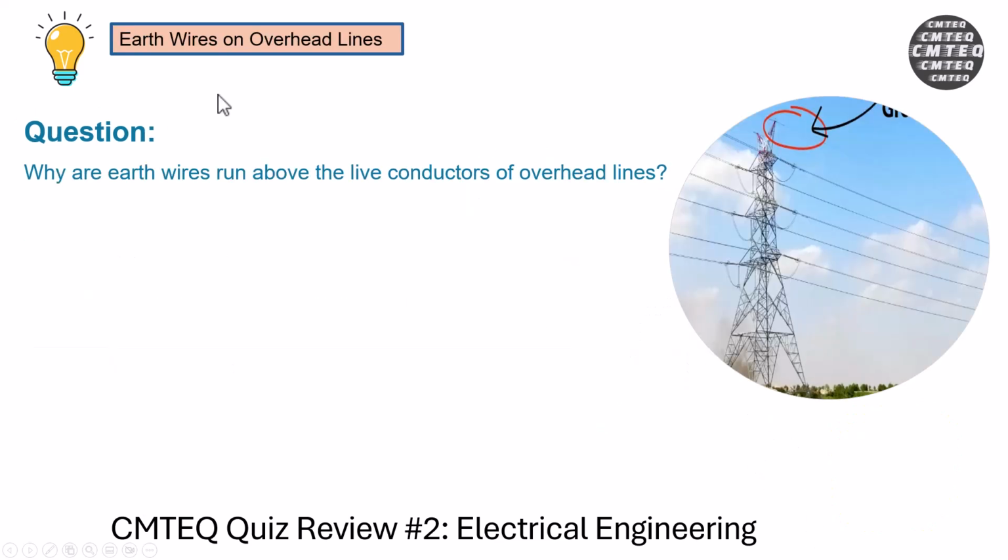And the next question is related to the earth wires on overhead transmission lines, as you can see in the illustration here. So I'm sure you've come across the transmission line system where you've got a 5 wire system: 3 lives, line 1, line 2, line 3, and the neutral wire, and you've got a 4th wire there which is the earth or ground wire, way at the top of every other wire, right? Now, why is it the case? Why are earth wires run above the live conductors of overhead lines?